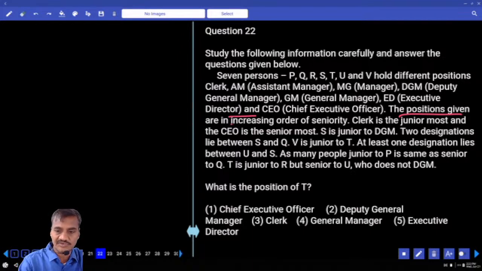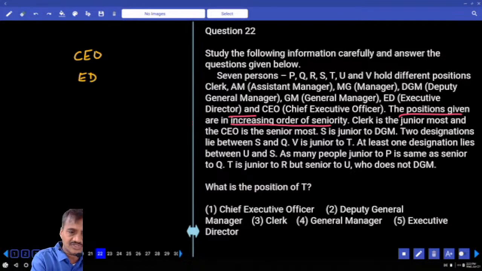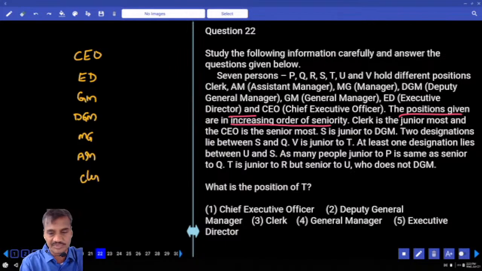CEO, the positions given are in increasing order of seniority. That is, clerk is the junior most and CEO is the senior most. Starting with CEO, who is the next one? Next one is executive director, and next to executive director GM, and next to GM DGM, deputy general manager, next to DGM manager, and next to manager assistant manager, and next one is clerk. And how many persons are there? 7 persons.